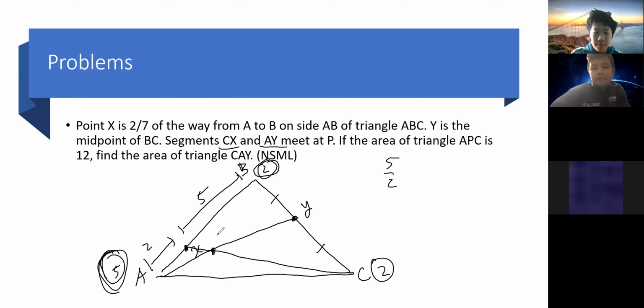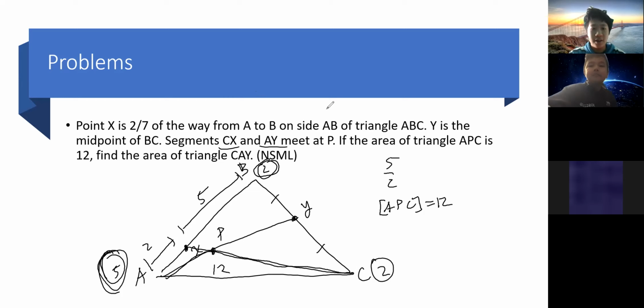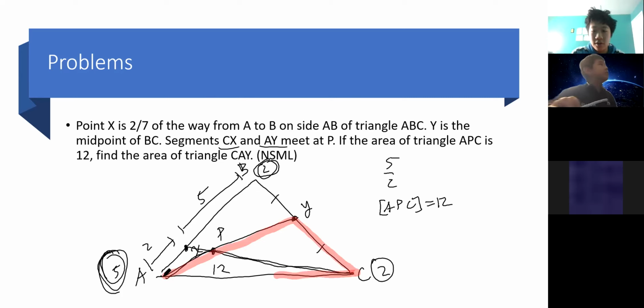We meet at P. The area of triangle APC is 12. So say [APC]. When I write the square brackets around APC, I mean that's the area of APC. So the area of APC is 12. The area of triangle CAY, that's what we want to find. Let me highlight it in red. This is the triangle we want to find.